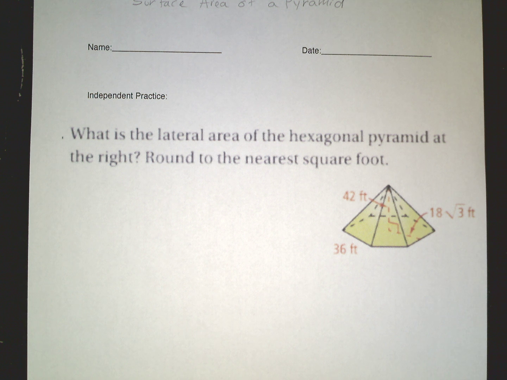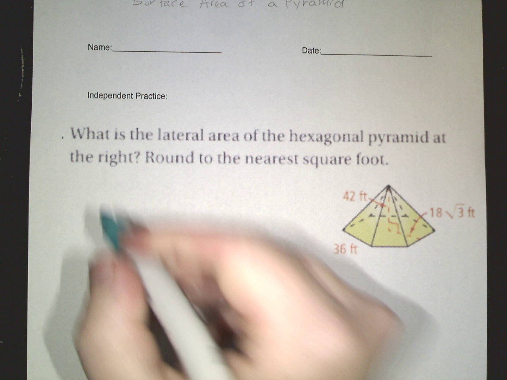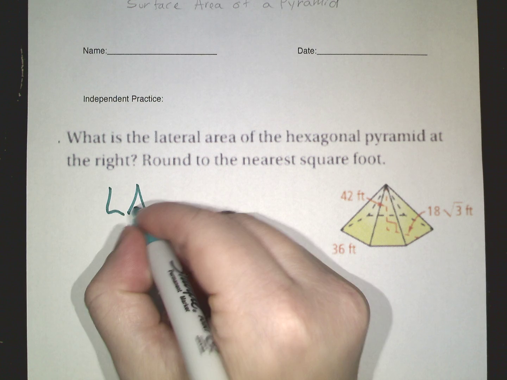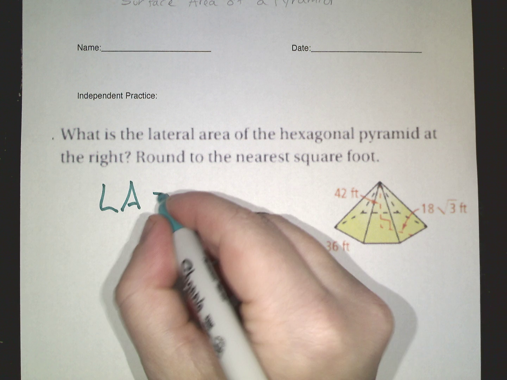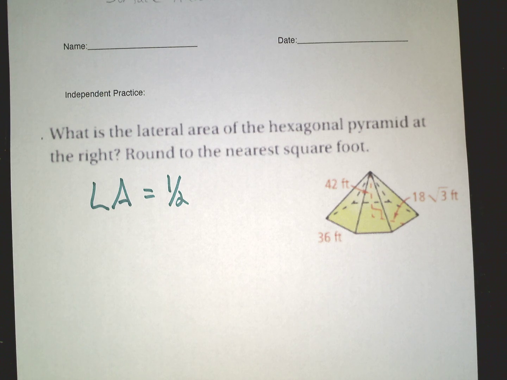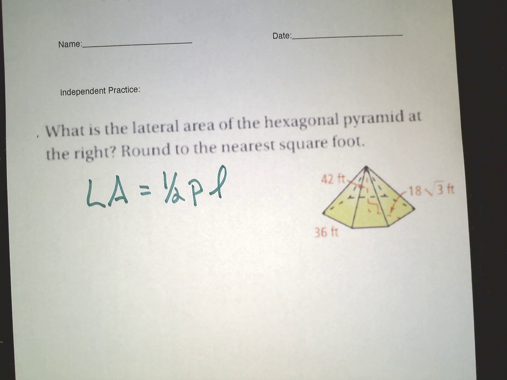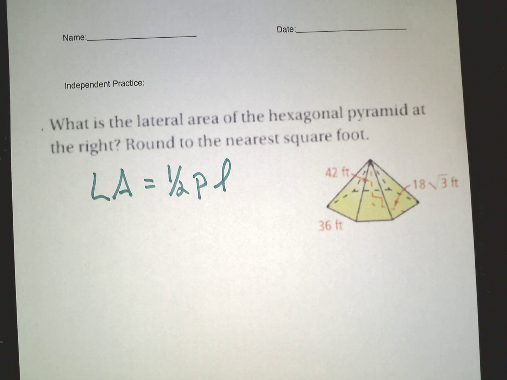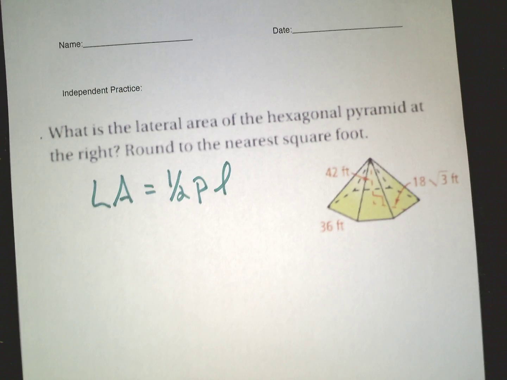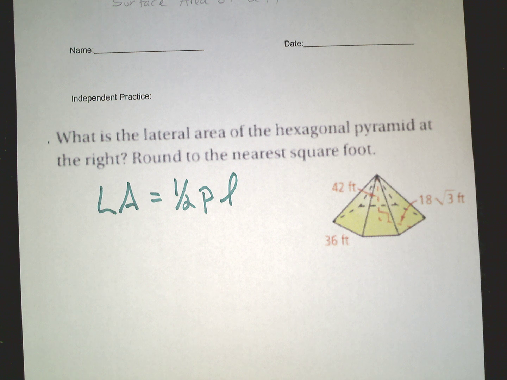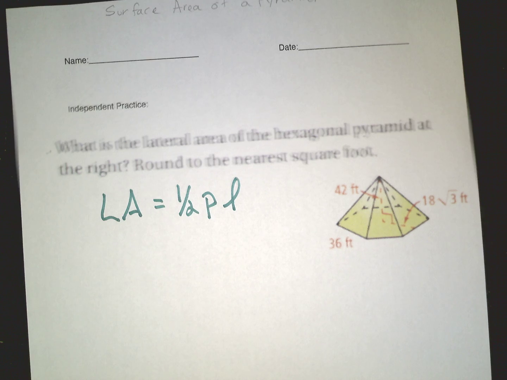But there's a formula, and it's going to look simple, but it's not as simple as this. Here is our formula. The lateral area of a pyramid is equal to 1/2 P times L. Almost like the area of a triangle, 1/2 base times height, 1/2 P times L. Oh, this is so simple. No. Wrong. Okay, so here's the problem.